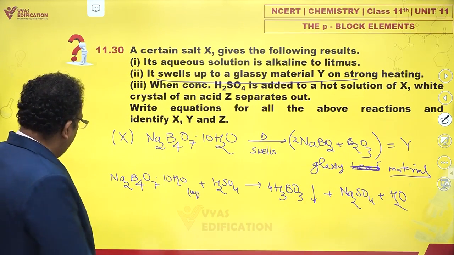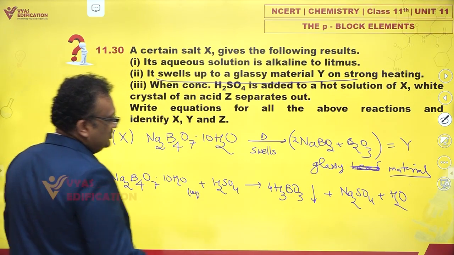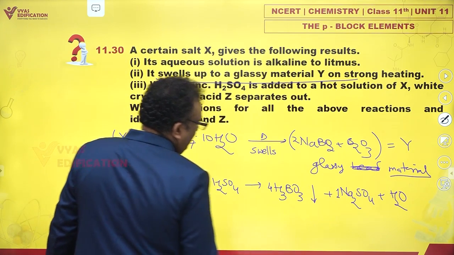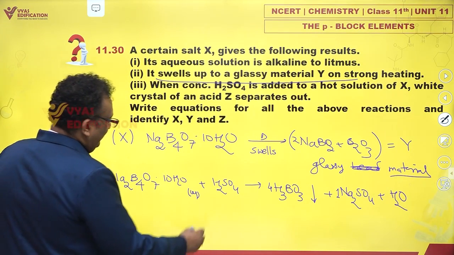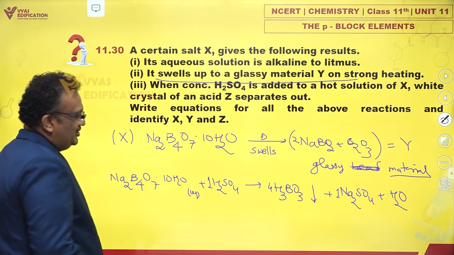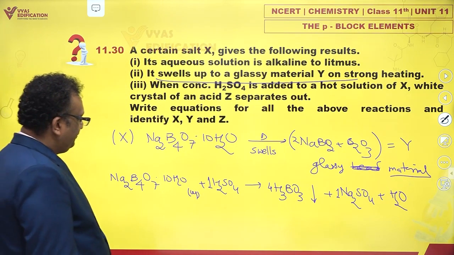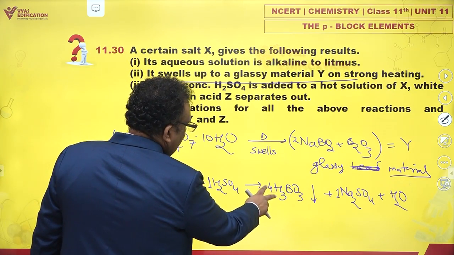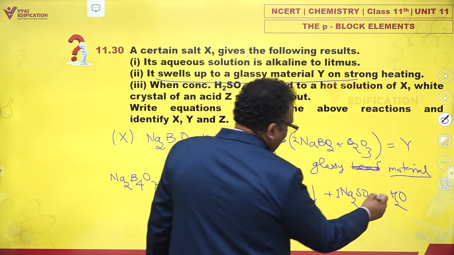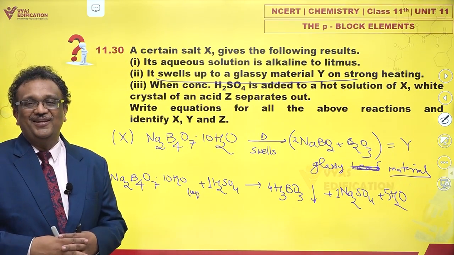Let's balance them. You have 4 borons. I have 4. You have 2 sodiums. I have 2 sodiums. Sulfate. Well, I guess I would need only 1 sulfate in that case. Yes. And any water molecules? Let me check. I have 22 hydrogens. I have 12 here. So I can rather survive with 10 more. This is the balanced equation, my dear.